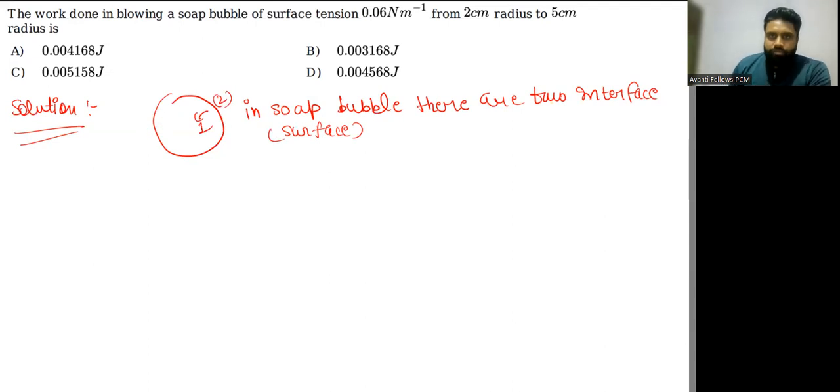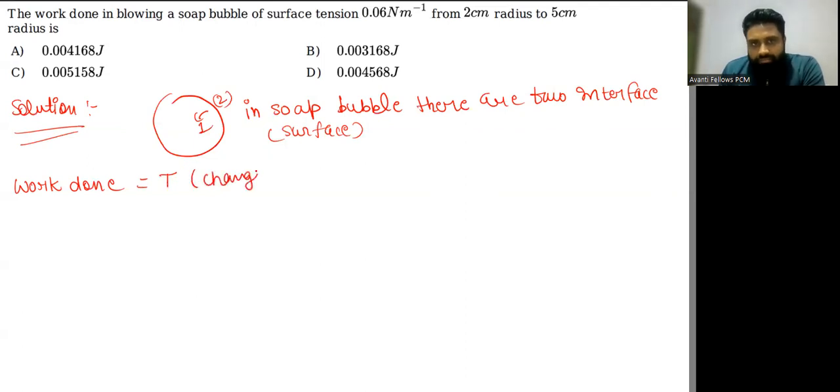Okay. So you know that the work done against the tension is given by work done equals tension multiplied by the change in area. Since there are two surfaces or two interfaces, one inside, one outside, you have to take a factor of 2. So it is 2 times the change in area, because 2 areas will change. You have two surfaces. Change in area.